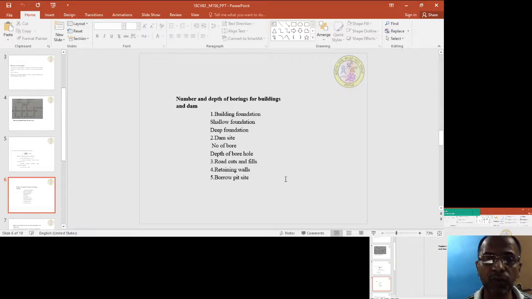The number of boreholes, as I said earlier, 0.4 hectare, one borehole you have to do. At least you have to do one such a type.